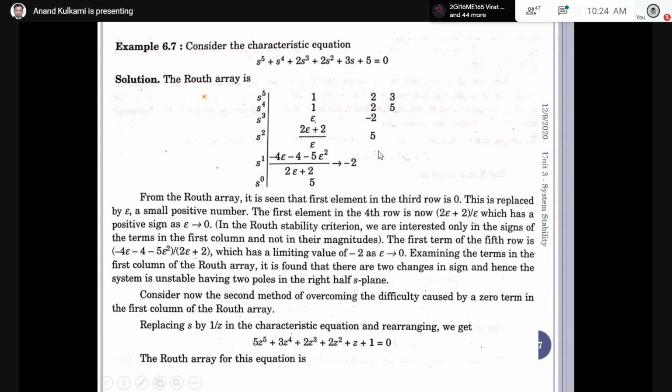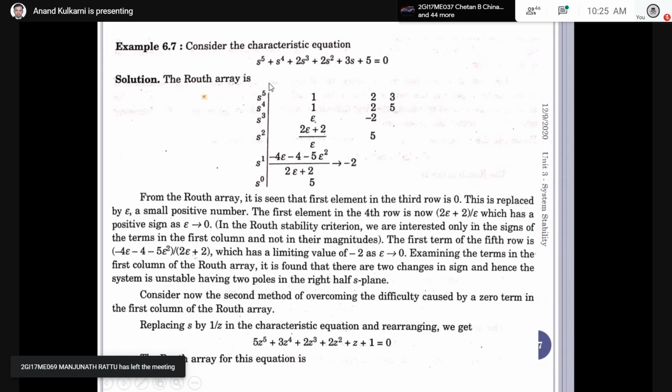Then proceed further. This is multiplied by minus 2. So 2 epsilon plus 2 divided by epsilon into minus 2 is minus 4 epsilon minus 4 minus 5 epsilon square. If you simplify that, because 5 epsilon comes from this side, the LCM is epsilon, so it will become epsilon square here, divided by 2 epsilon plus 2, because I have taken this epsilon in the numerator. Then the next term is this into 5 minus 0 divided by this, which is 5 only.